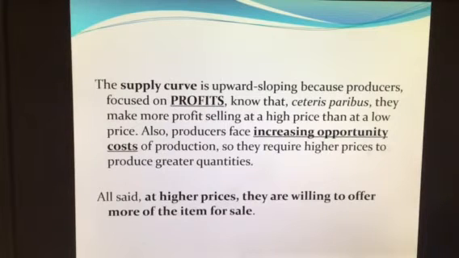The supply curve is upward sloping because producers focused on profits know that, ceteris paribus, they make more profits selling at higher prices than at lower prices. Also, producers face increasing opportunity cost of production. That is, as they produce more and more goods, the marginal cost of production goes up. And so they will require higher prices in order to compel them or convince them to produce greater quantities of the good. All said, at higher prices, they are willing to offer more of the item for sale.